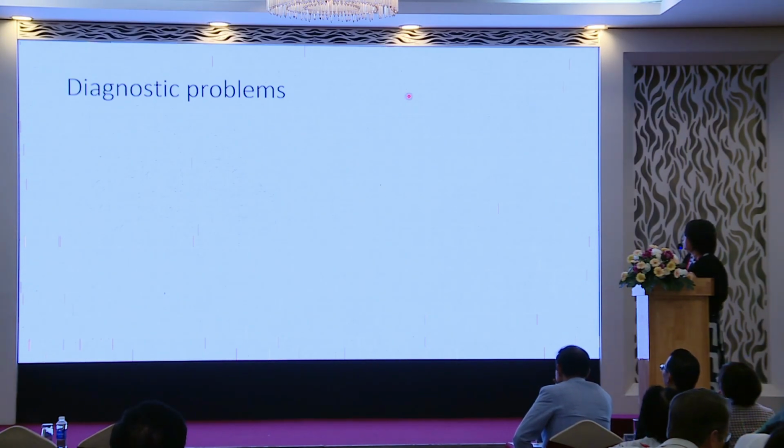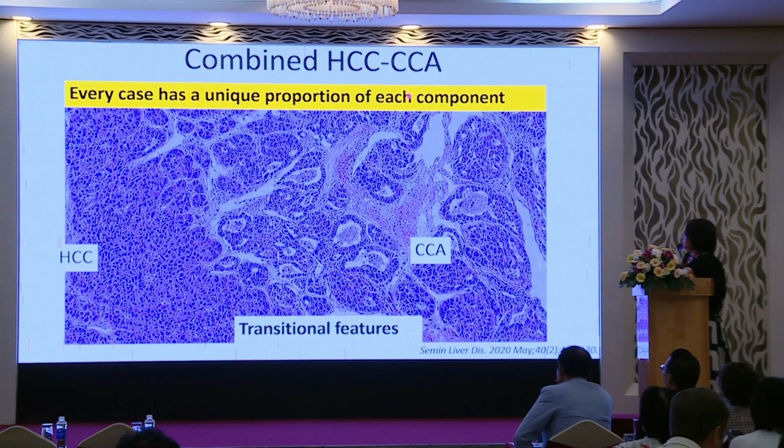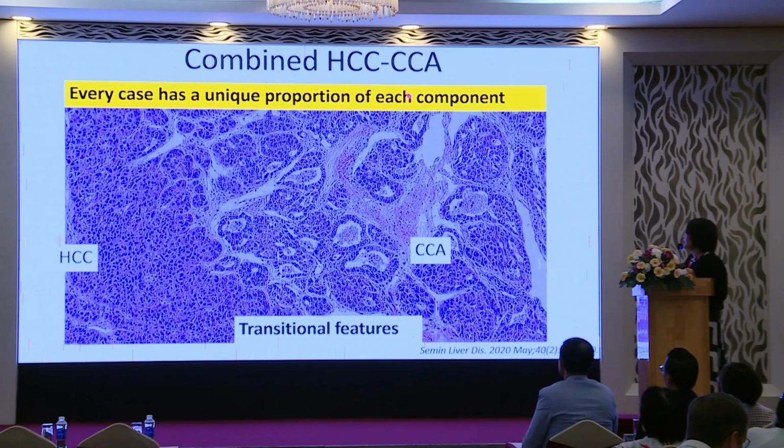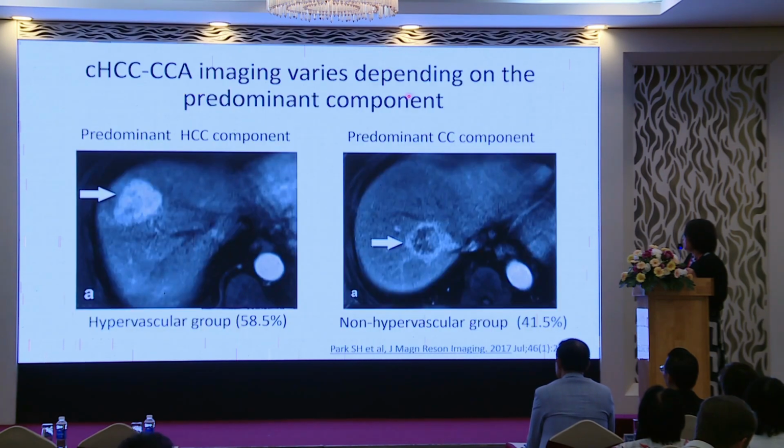There is a diagnostic problem in combined HCC and CCA because, in fact, each case has a unique proportion of each component, which means that some combined HCC and CCA show 90% HCC aspect and 10% cholangiocarcinoma, but other cases might be composed of 90% cholangiocarcinoma and 10% HCC. And this can be problematic when it comes to the imaging diagnosis, as you can see here.